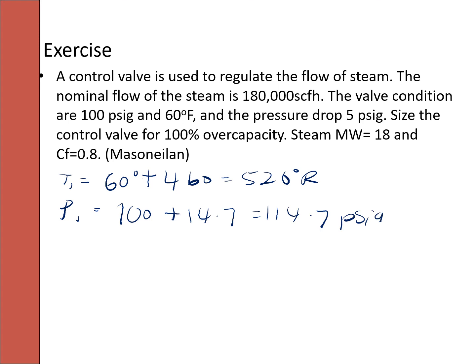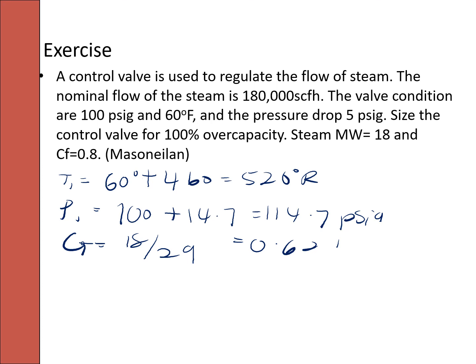Okay, so next is specific gravity G. You need to divide the molecular weight by the standard molecular weight of air, which is 29. You get 0.621.